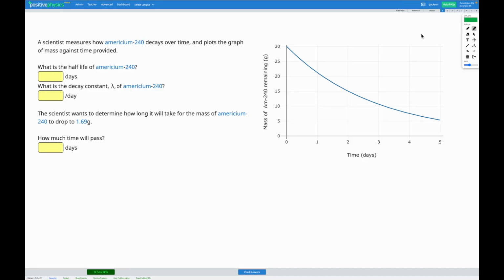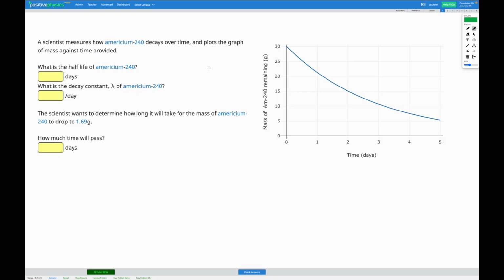This skill is building on the last one. We're still looking at half-life and radioactive materials decaying over time, but this time we're going to introduce the decay constant and a shortcut for calculating our masses and times.